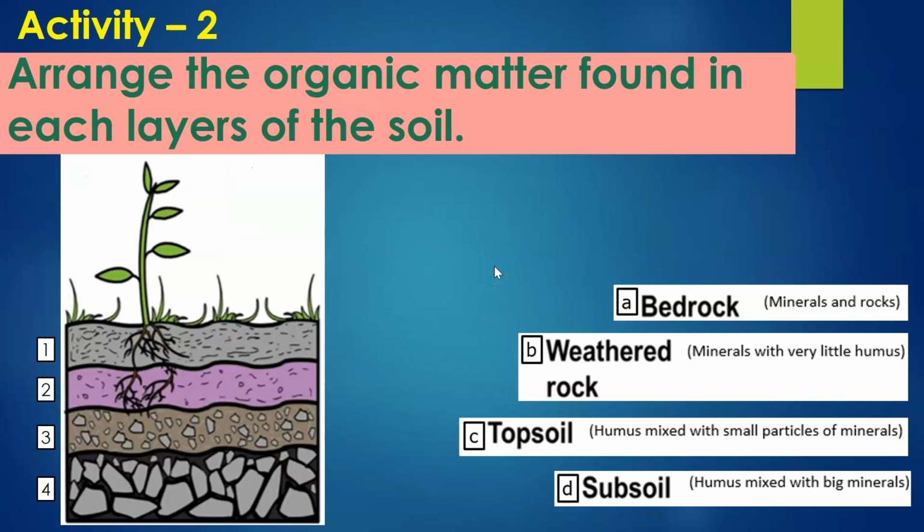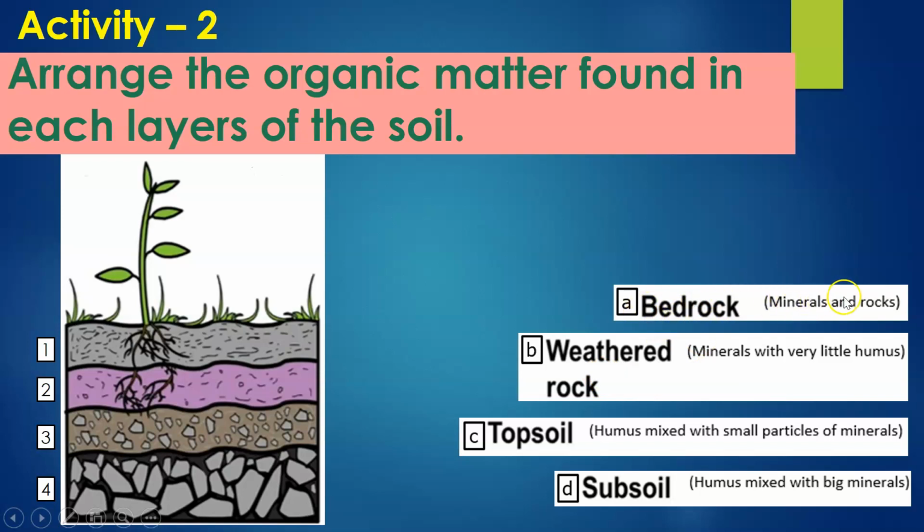For activity 2, I would like you to arrange the organic matter found in each layer of the soil. So I numbered it from 1, 2, 3, 4. So each of these are the layers of the soil. So I have here the labels of the layers of the soil and its components. For example, A, bedrock.